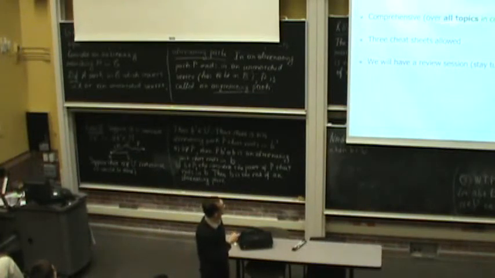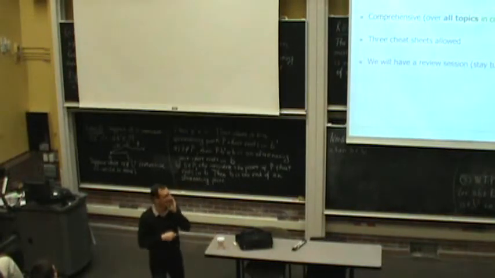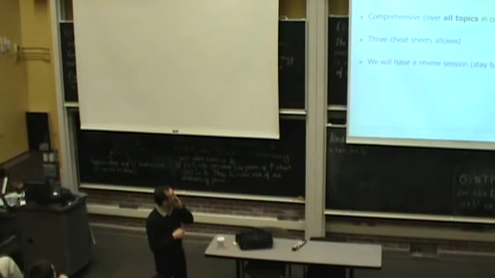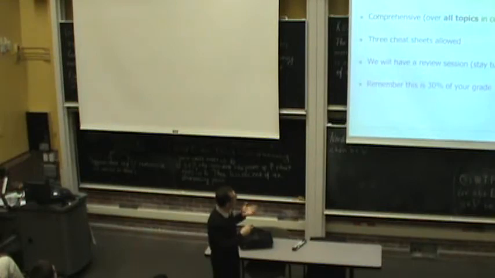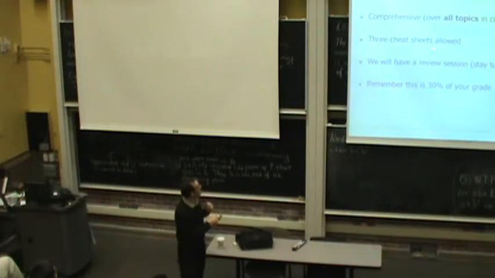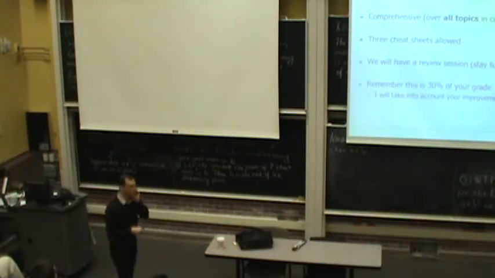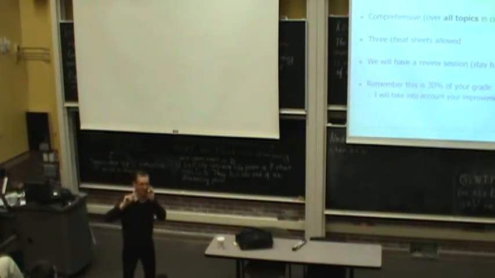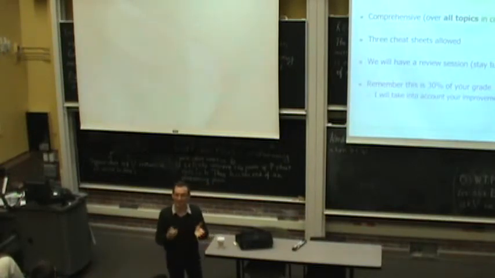Okay. It's going to be comprehensive. We'll talk about this later on also, but I'd like you to start thinking about this because this is perhaps the single biggest assignment in the course, right? It will be 30% of your grade, if I remember correctly. And we will have a review session. We'll try to figure out when to schedule it for. And you'll have 3 cheat sheets allowed. And I will take into account your improvement over the course. So if your trajectory is going up, that's a good thing. In the sense if your derivative is positive, you'll get a better grade.